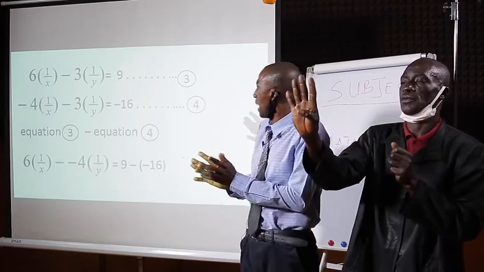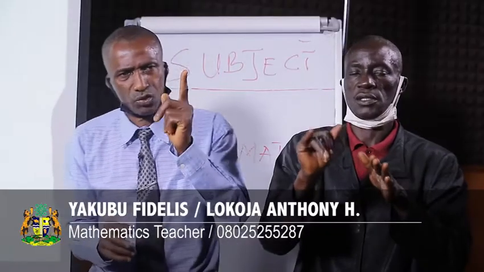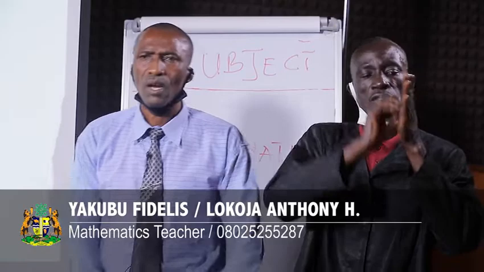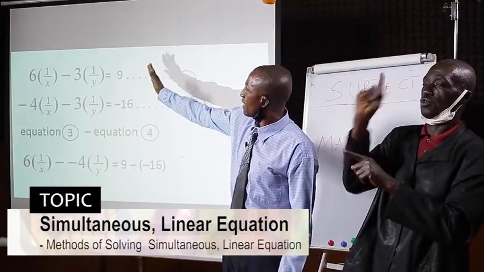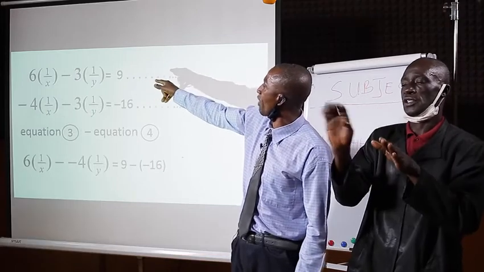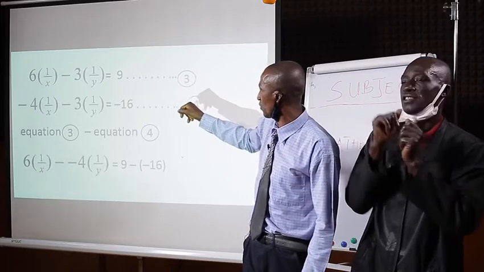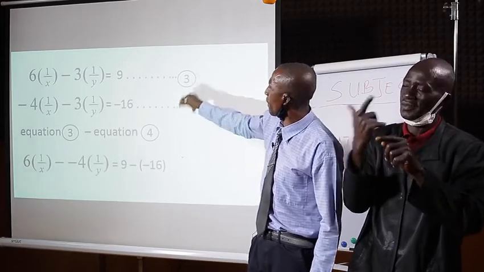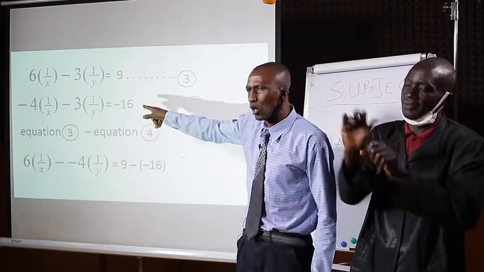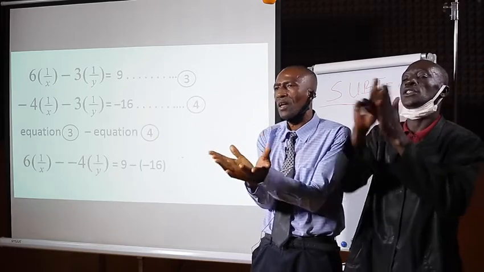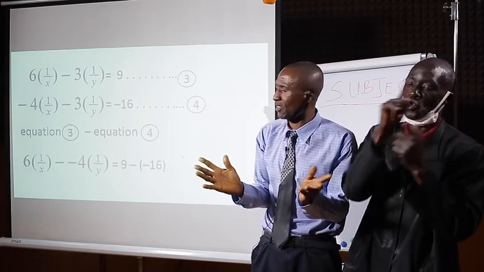Now, the next step is you consider the signs of the balancing terms. That is rule number 2 under the elimination method. In the first equation, the sign of the balancing term, that is 1 over y, in equation 3 is negative. Also, the sign of the balancing term in equation 4 is also negative. What is the rule saying? When the signs are the same, we are to subtract the equations.